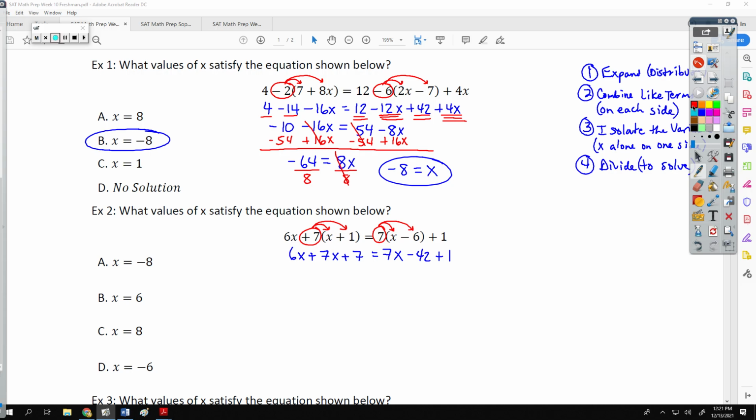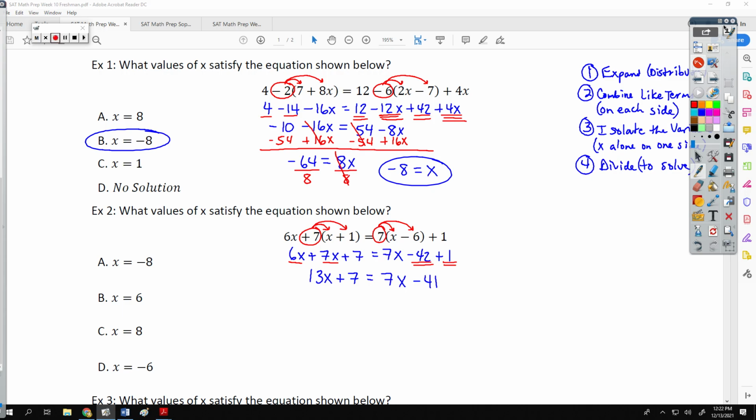Then we look at the left side of the equation only and combine like terms. So we're looking for 6x plus 7x, which would be 13x, and then we still have a plus 7 on the left side. Then we go to the right side of the equation, 7x minus 42 plus 1, and we look for like terms. Well, on that side, what we have is negative 42 plus 1. So that gives us 7x minus 41.